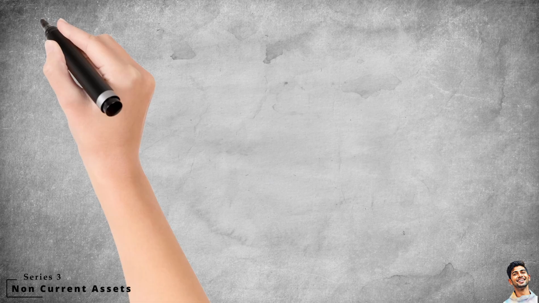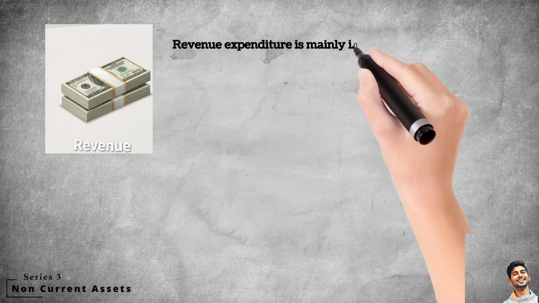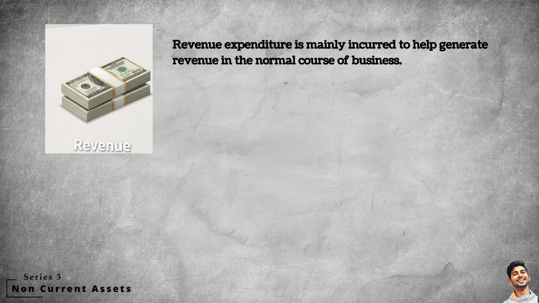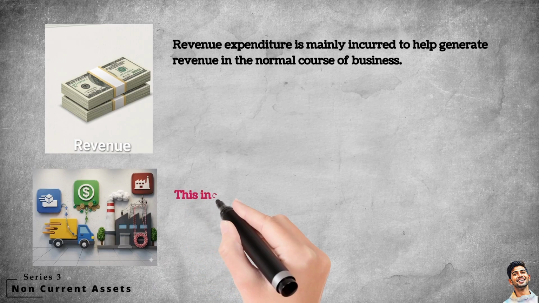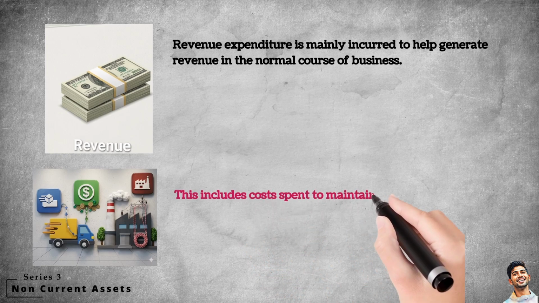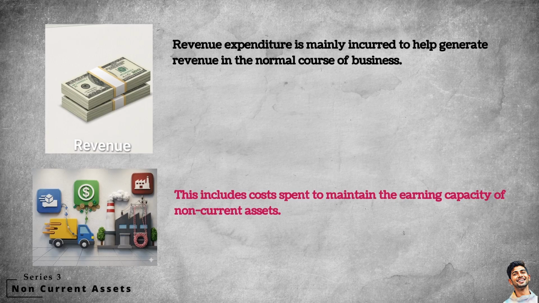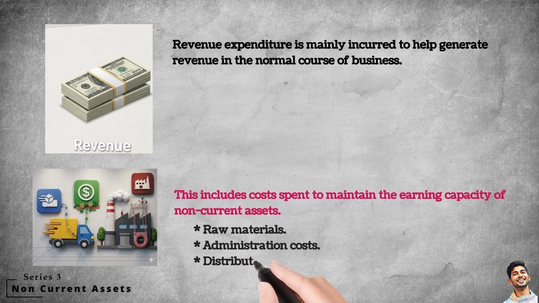Now let's look at revenue expenditure. Revenue expenditure is mainly incurred to help generate revenue in the normal course of business. This includes costs to maintain the earning capacity of non-current assets, for example, repairs and renewals. It also includes day-to-day operating expenses such as raw materials, administration costs, and distribution costs. So remember, if the spending creates long-term benefit, it's usually capital expenditure. If it relates to running or maintaining the business, it's usually revenue expenditure.